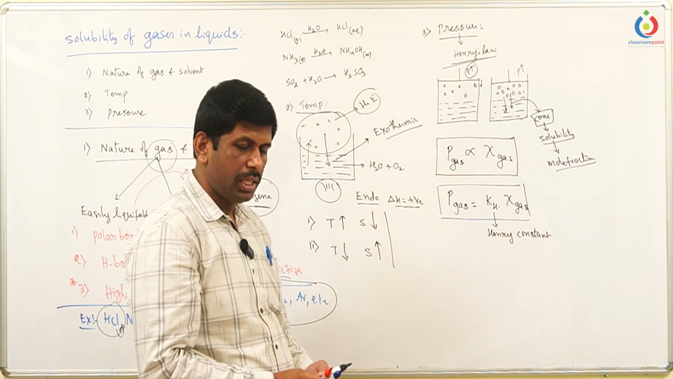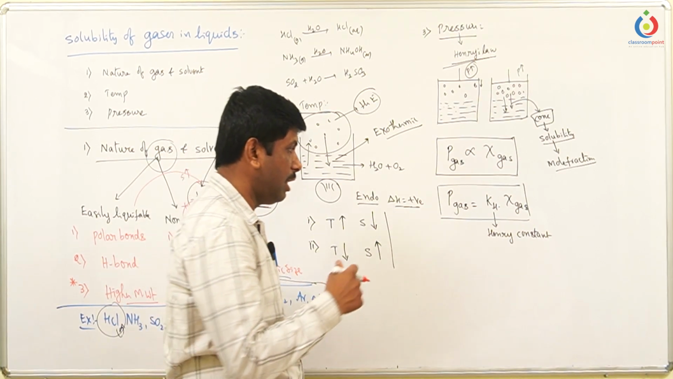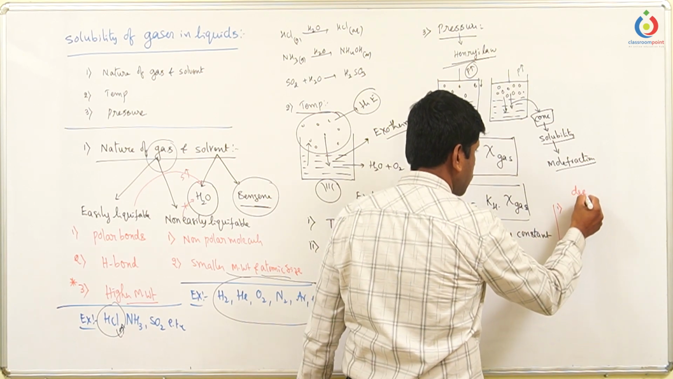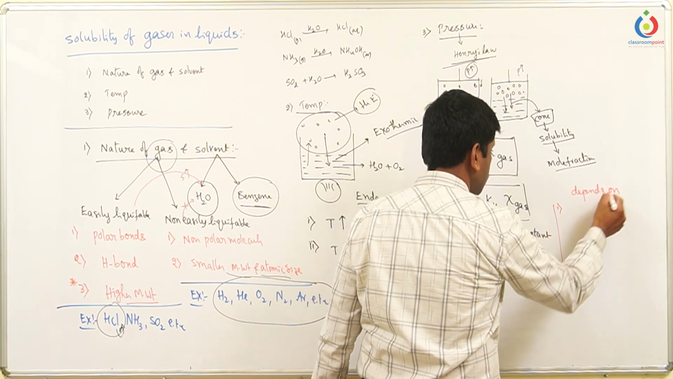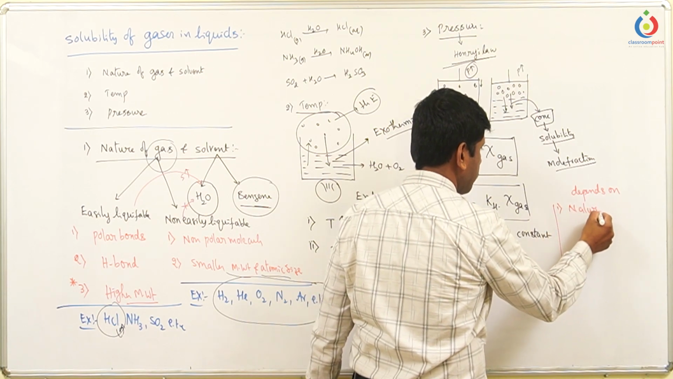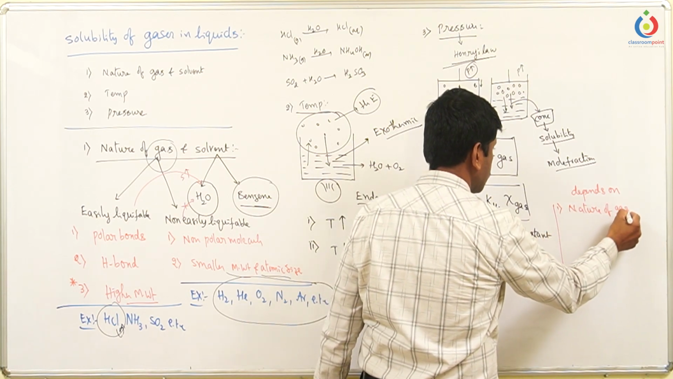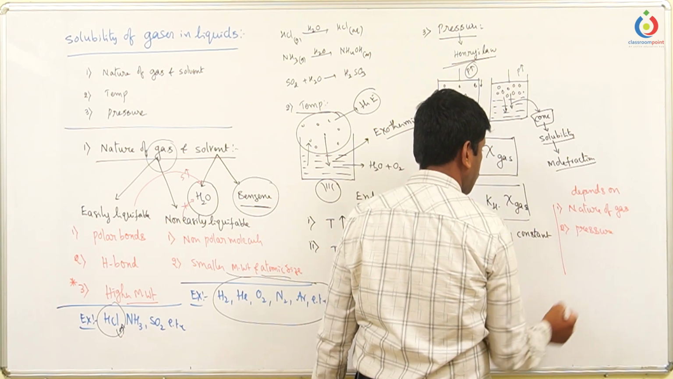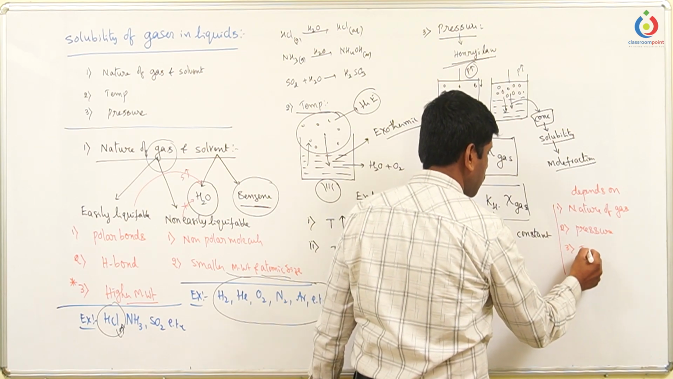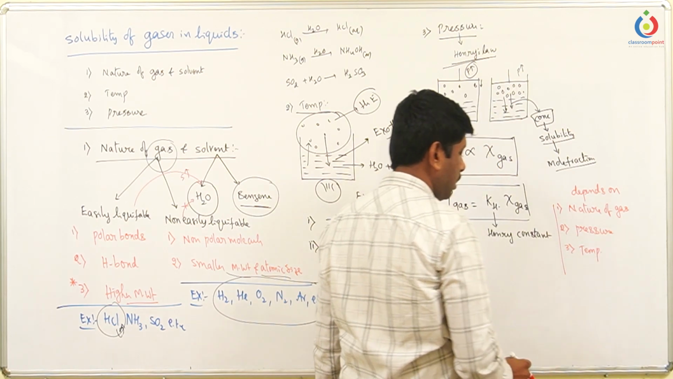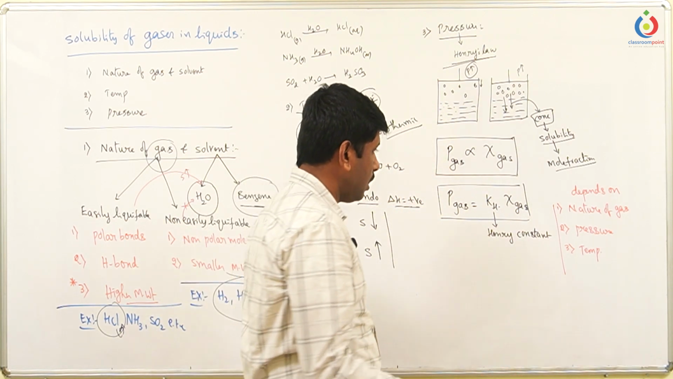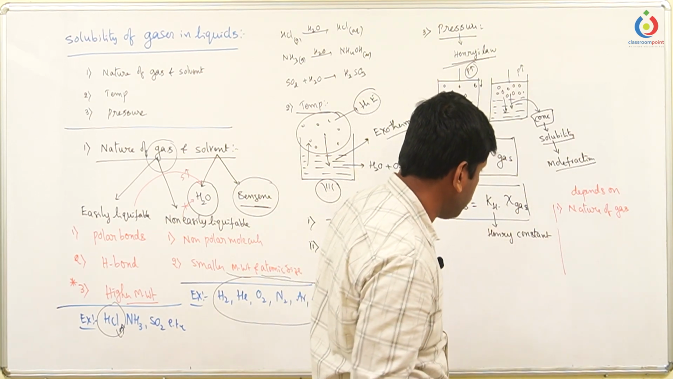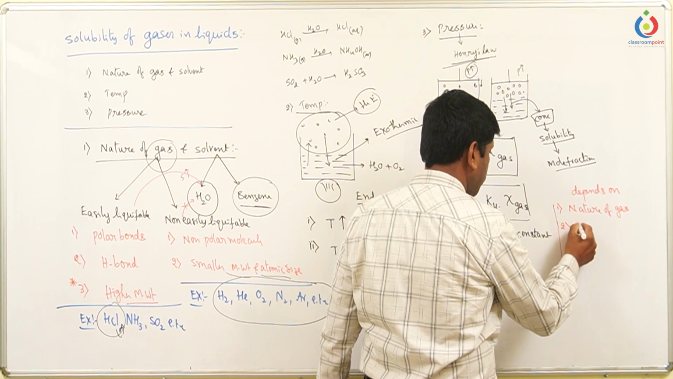And this Henry's constant is not constant for all the gases. It depends on the nature of the gas. That's why Henry's constant depends on the nature of the gas, the pressure applied, and temperature. Basically, we can take that it depends on the temperature more than the pressure, so that here we can take the temperature.